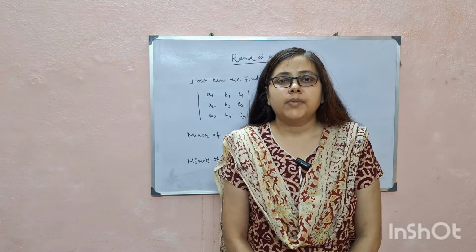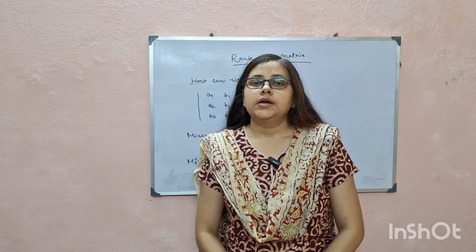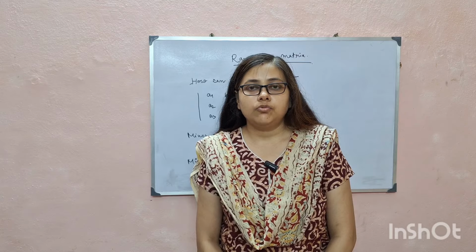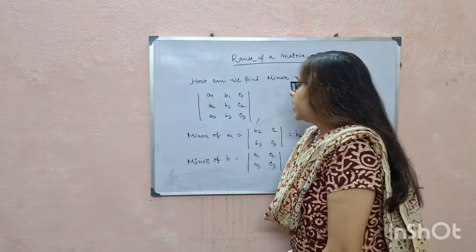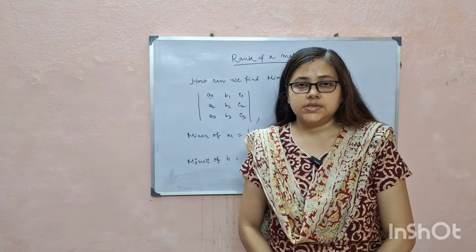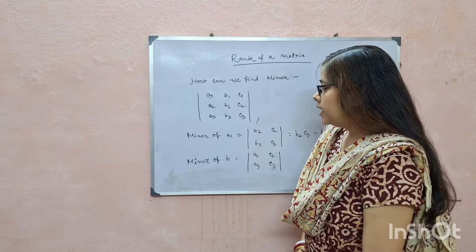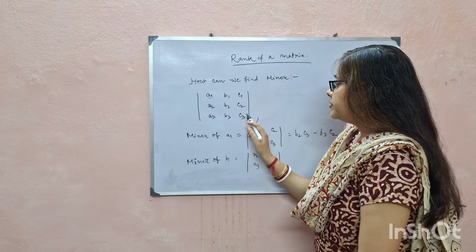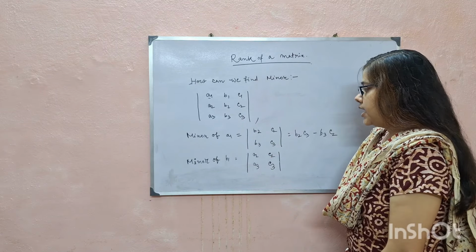How can we find the minor of an element? The minor of an element is the determinantal form of the remaining matrix after excluding the row and column containing that particular element. If we want to find the minor of A1, we will have to do two steps. At first we will have to exclude the first row and first column, and then we will have to write down the remaining matrix in determinantal form, that is B2 C2 B3 C3.